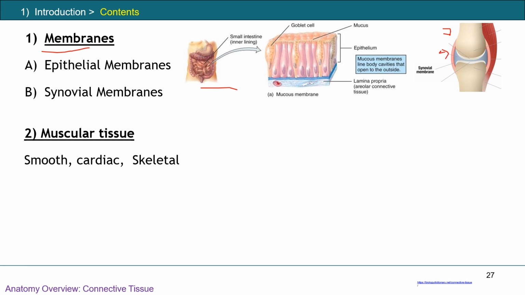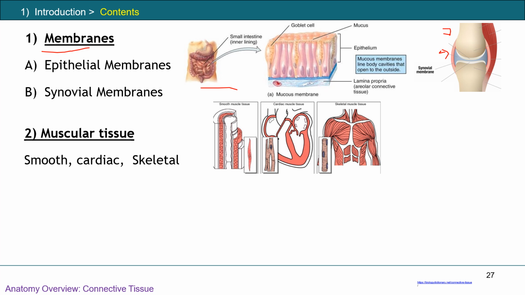Then we will move into the muscular tissue, and we will focus on very general aspects of three types of muscles. That is the smooth muscle, the cardiac muscle, and finally the skeletal muscle.